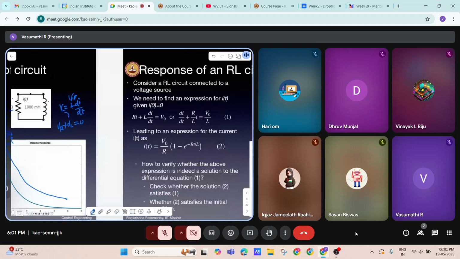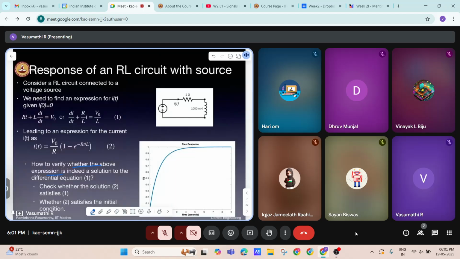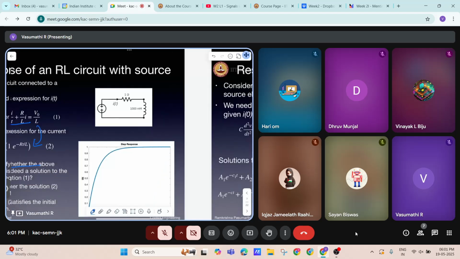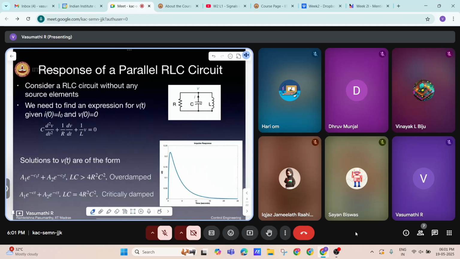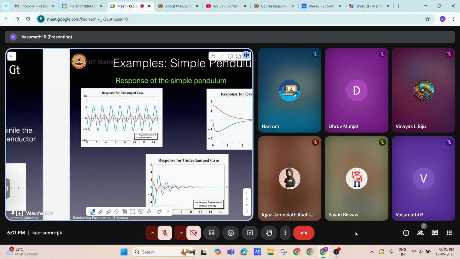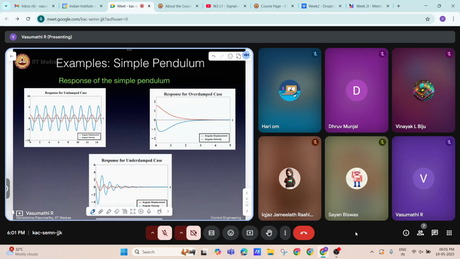So similarly, the question here is how to verify whether the above expression is a solution to the differential equation. How do we say this is the proper solution for this differential equation? For this, the Laplace transform would be one possible solution. So this is another example. If needed, we will come back here. This is the same circuit. For this kind of problem, the Laplace transform would be one viable solution.